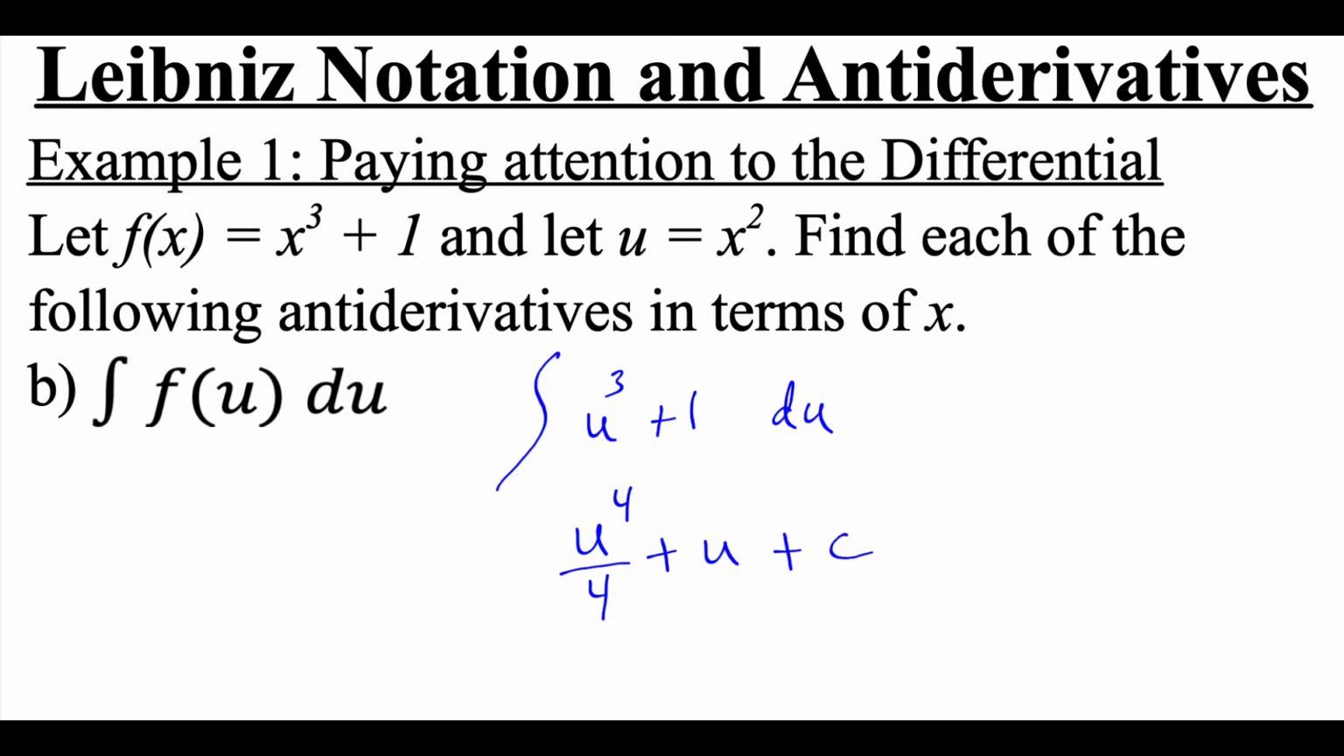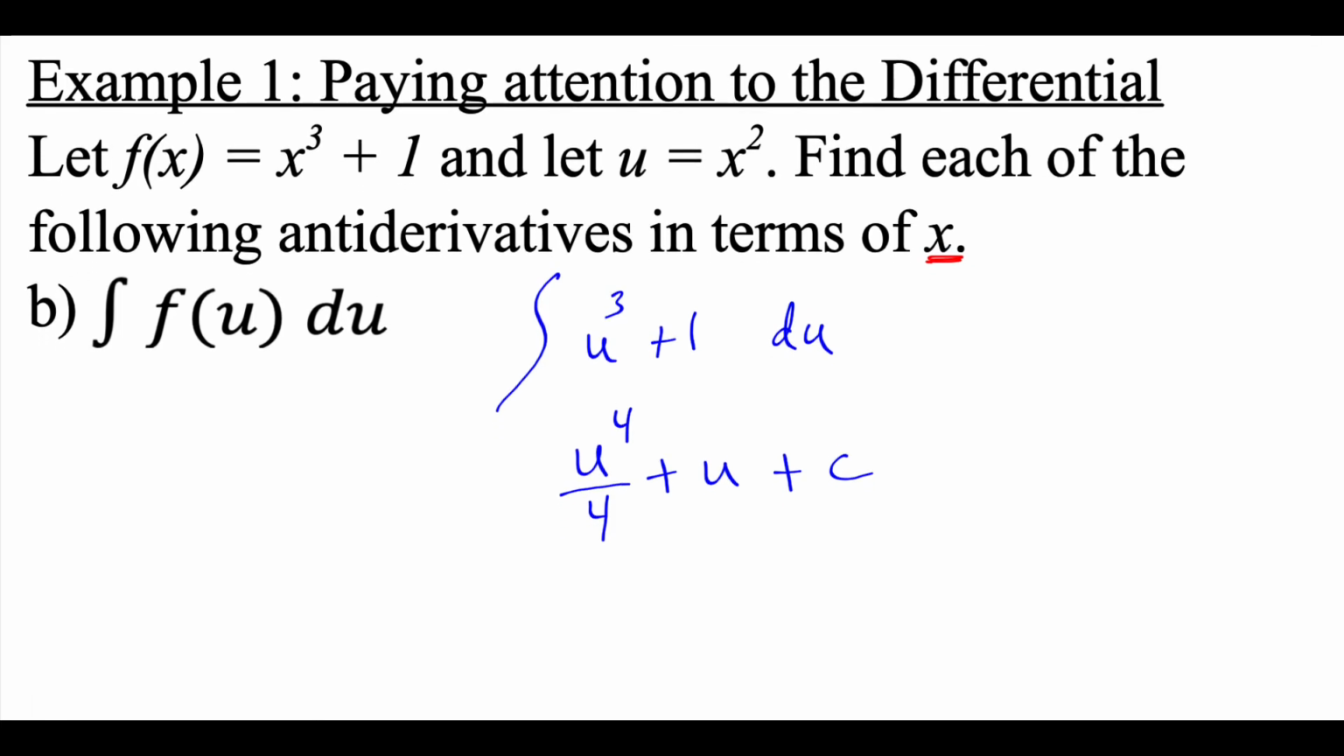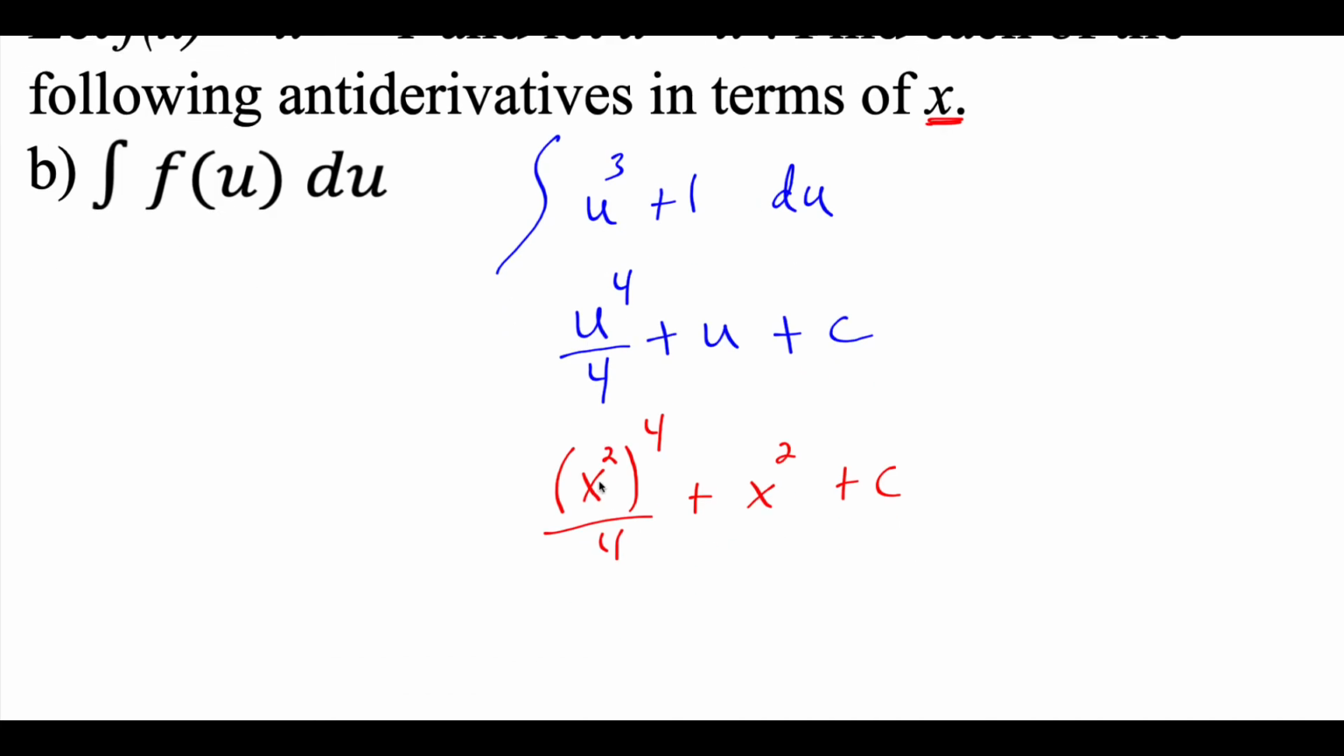But then there's one extra thing that we need to do, because our directions say that we want the antiderivatives to be in terms of x. So we need to take the u that's in here, and we know that u is equal to x squared. So anywhere we see u in our antiderivative, we're going to replace it with x squared. So this becomes x squared to the 4th power over 4 plus x squared plus c. Well, if we take x squared and raise it to the 4th power, that becomes x to the 8th over 4 plus x squared plus c. So there's our antiderivative written in terms of x.